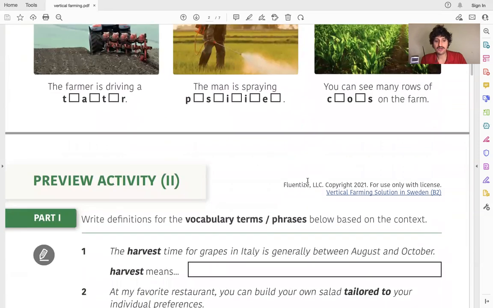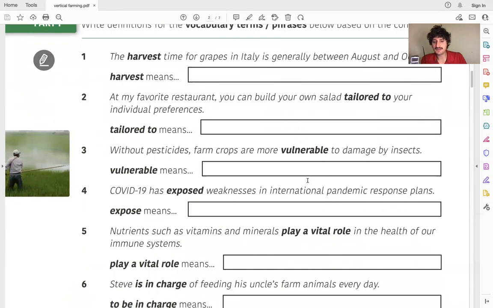So here are a few great sentences and some great vocabulary words related to farming and agriculture. The harvest time for grapes in Italy is generally between August and October. So harvest, what does harvest mean? Harvest is when you get the product out of the land, right? You plant it first and then you harvest it, meaning you can consume it, you can take it out. So in this case, with grapes, you can finally eat them. Or in Italy, they're very famous for their wine, so you can actually make some wine with the grapes.